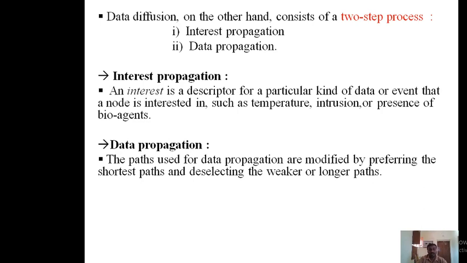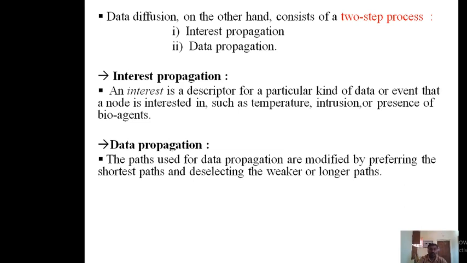Then come to the second one, the data propagation process. If a node asks that interest node, that interest node wants to propagate the data. How does it propagate? With the use of paths. It always selects the shortest path. It does not select a weaker or longer path to propagate the data. So these are the basic information about data dissemination.